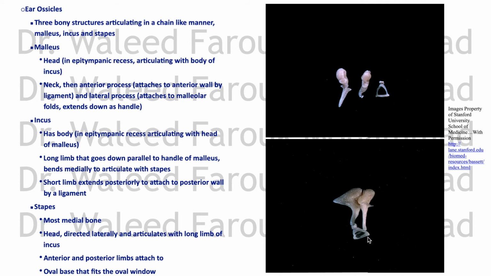See, this is the stapes. The stapes has a head, a neck, anterior and posterior pillars, and the foot process or basal plate. This is the stapes. The basal plate fits into the foramen, the oval window in the medial wall of the middle ear.